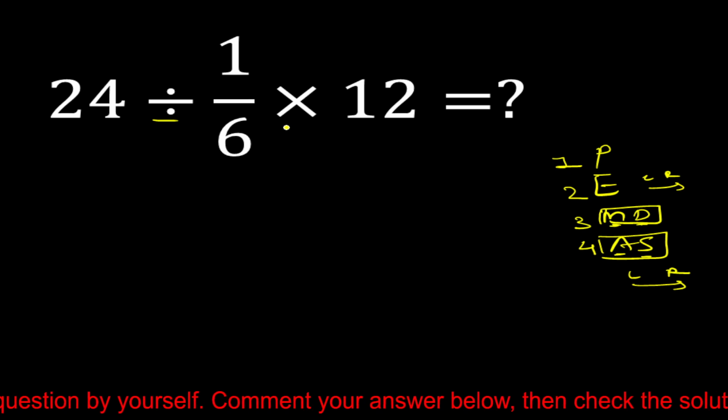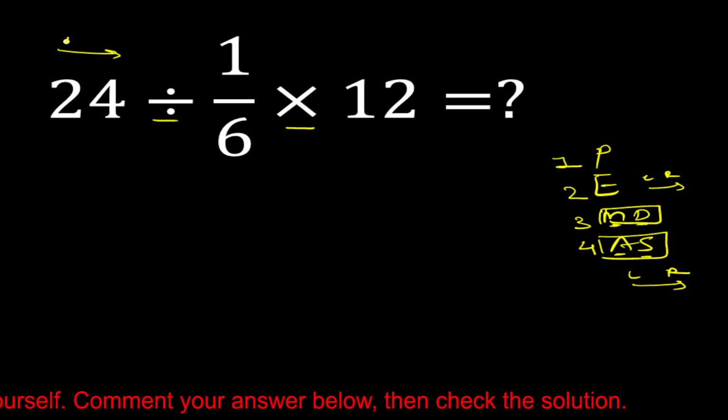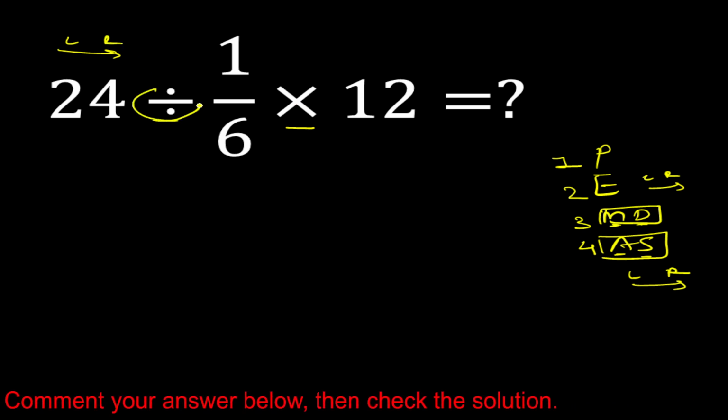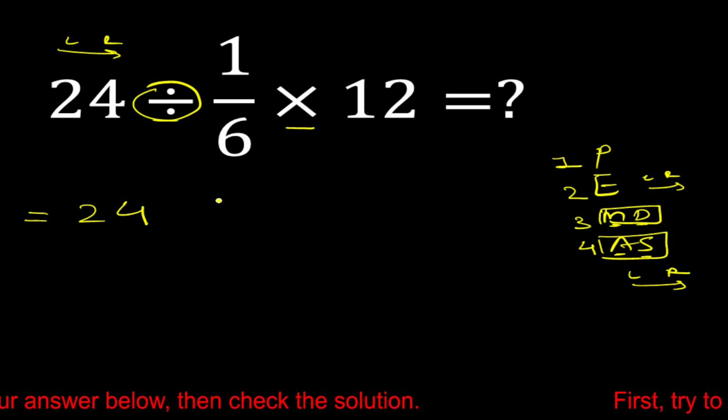So here is division and here is multiplication. Both have equal priority, so we have to solve it from left to right. So first we have to solve this division. Okay, so 24.